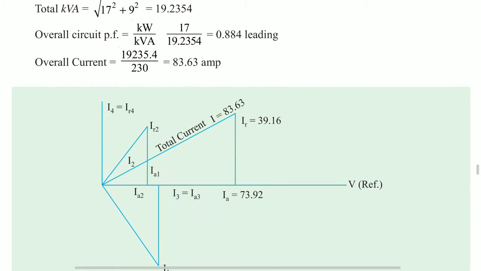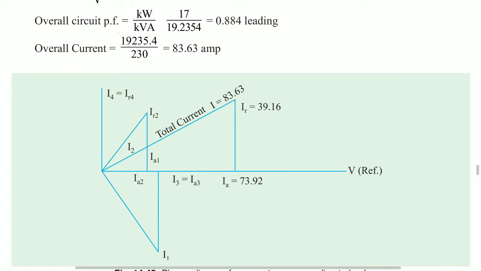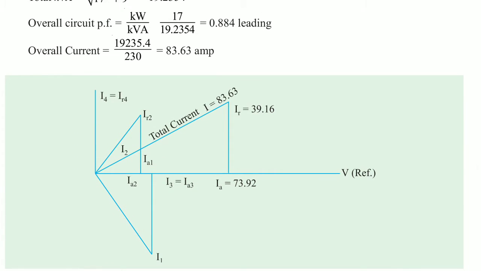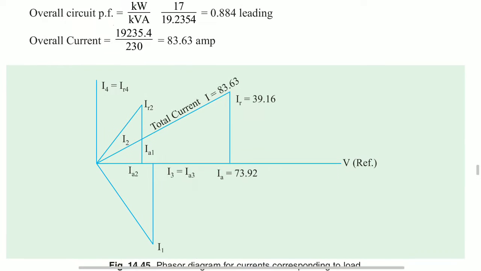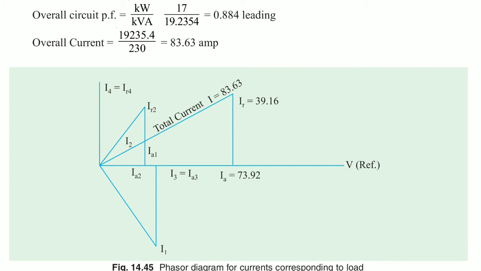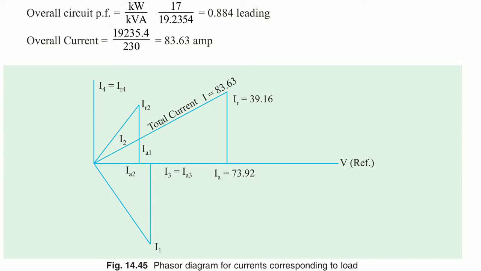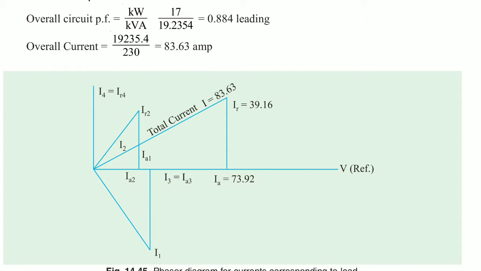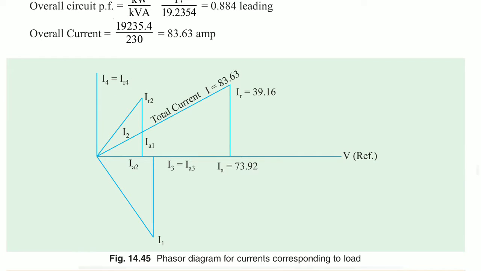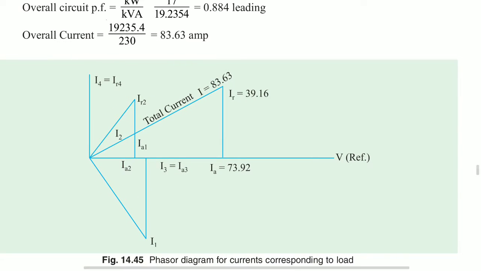So here this is the phasor diagram. V is the reference, I1 is the current of load 1, I2 of load 2, I3 of load 3, and I4 of load 4. So the resultant current is I, the total current. This is the phasor diagram for the currents and the corresponding loads.